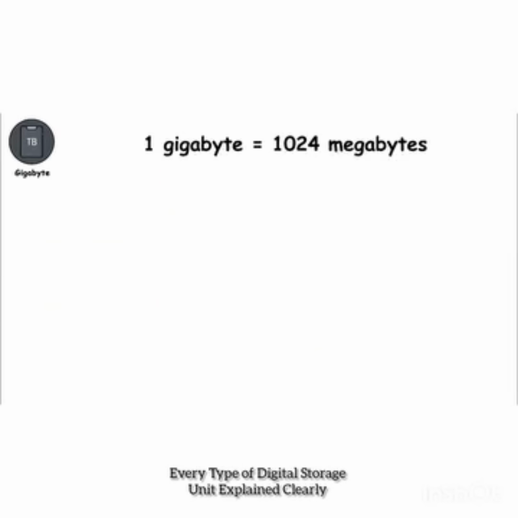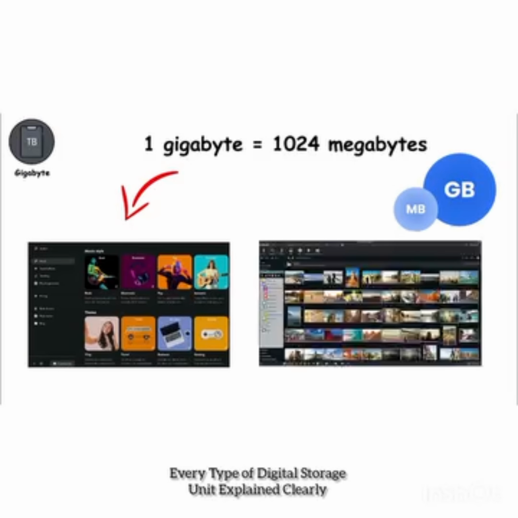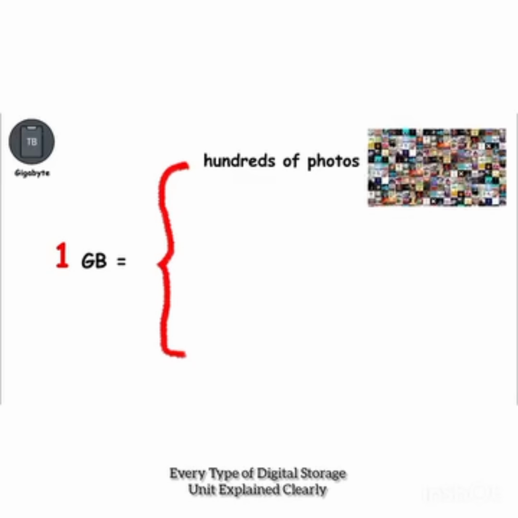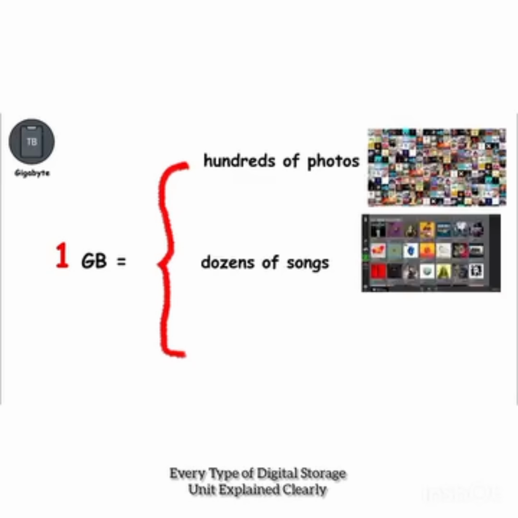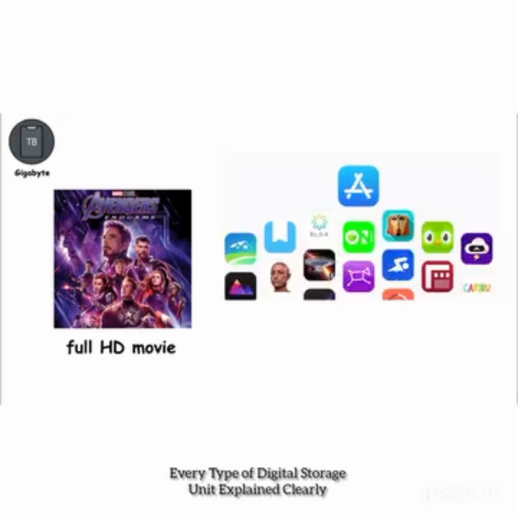Technically, 1 gigabyte equals 1,024 megabytes, which means a huge amount of data combined together. At this level, storage is no longer about small files, but about collections of content. To make it easy to imagine, 1 gigabyte can hold hundreds of photos, dozens of songs, or several short videos. A full HD movie usually takes a few gigabytes, and many smartphone apps today are also measured in gigabytes.